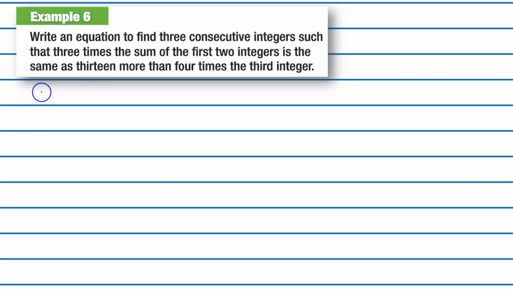But we have to put them in general terms. So we're going to say x. The next term would be x plus 1. Then we'd have x plus 2. So for example, this could be 1. Then 1 plus 1, that gives us our 2. And then we have 1 plus 2, which would give us our 3. 1, 2, 3. 3 consecutive integers.